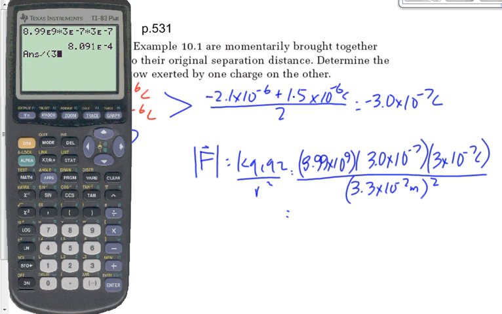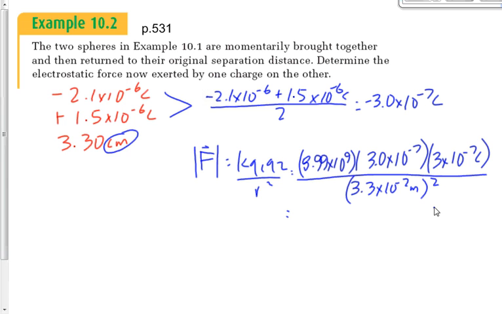Let's see some brackets here. 3.3 times 10 to the minus 2. And then let's square that, everything inside the brackets. And we get 0.72743. But I think it should be rounded to 2 digits, 0.74 newtons.